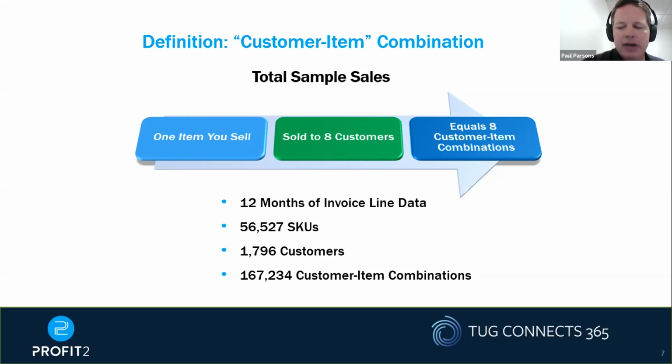So we count the number of times that a customer buys an item over a period of time, in this case, 12 months. And we calculate each one of those as one customer item combination. You could almost calculate it as a pricing decision. And if you look at this data on the screen, in 12 months of invoice line data, there were 56,000 plus items that this distributor stocks. They service almost 1,800 customers, and there are over 167,000 unique customer item combinations where an item sold to a customer over that 12-month period.